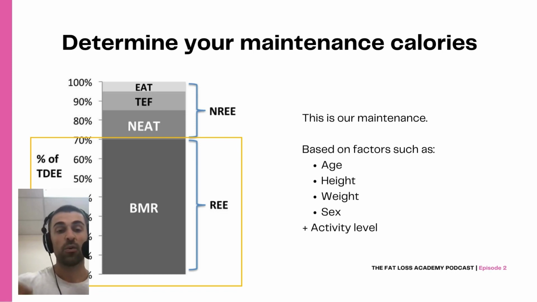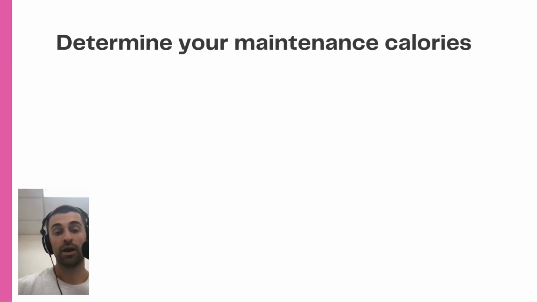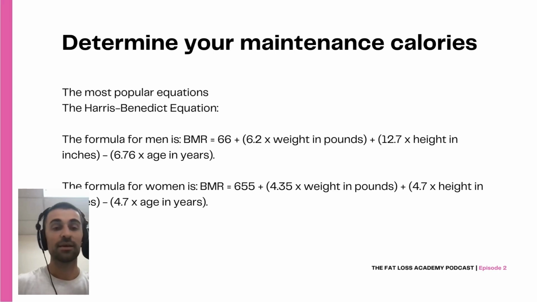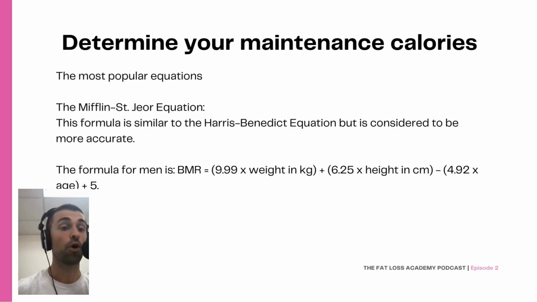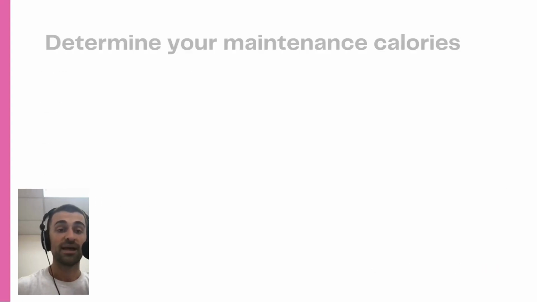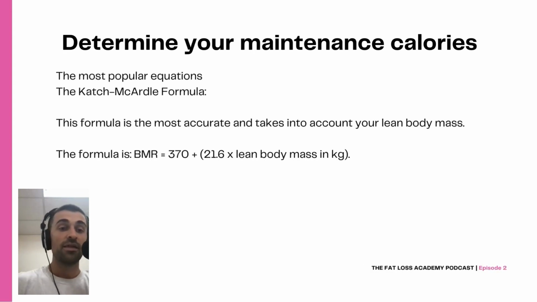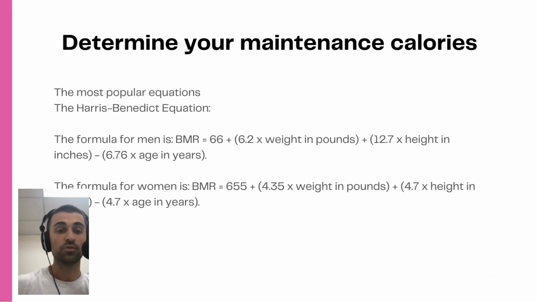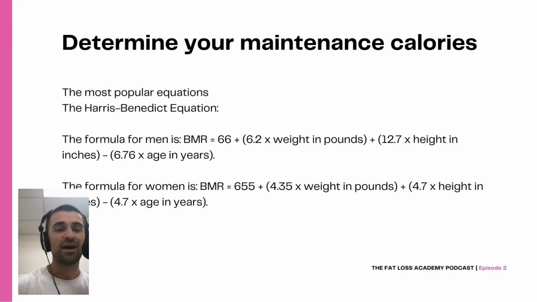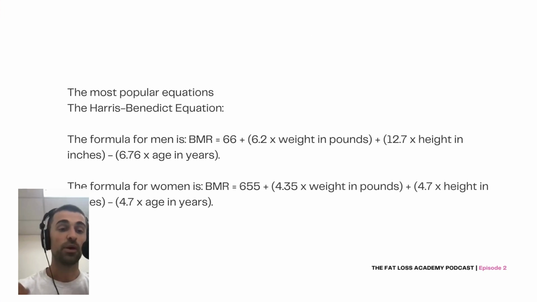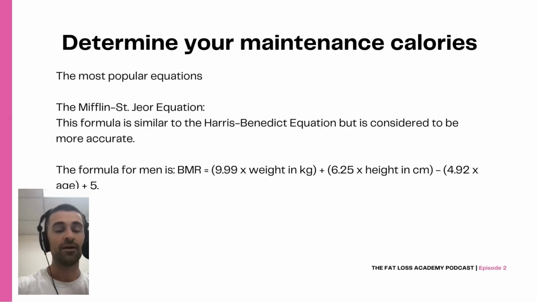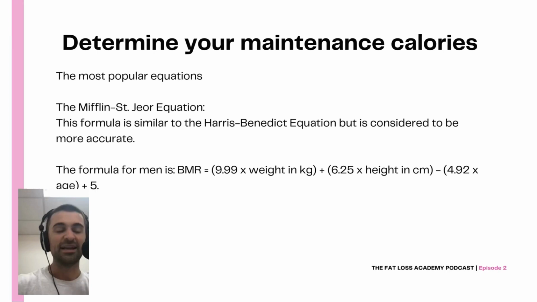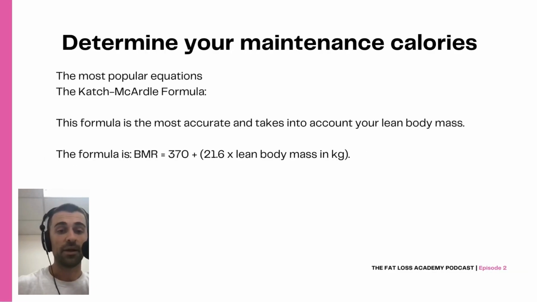And to do that, we sort of just multiply what our BMR is. So some examples of the more common equations which are out there. There is the Harris-Benedict equation, there is the Mifflin-St Jeor equation, and then there is the Katch-McArdle formula as well. So essentially all of these are just a bunch of different equations where you input things like your age, your height, your sex, your weight, into this equation, and it's going to spit out what your BMR is.